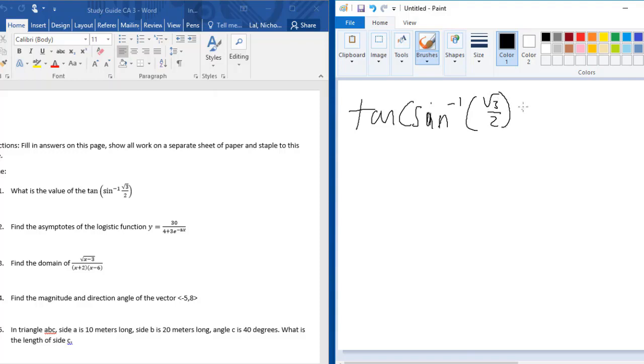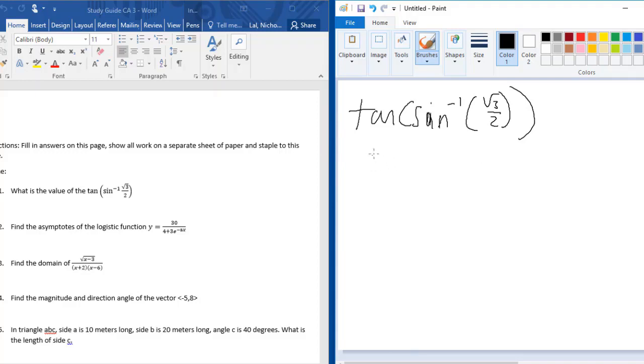is we first need to find the inverse sine of root 3 over 2, and we find out whatever that is, and then from there we determine what the tangent of the value is. So first let's think about the inverse sine of root 3 over 2. In order to solve this, we either use our calculator or our unit circle. I'm going to solve this using my knowledge of the unit circle.